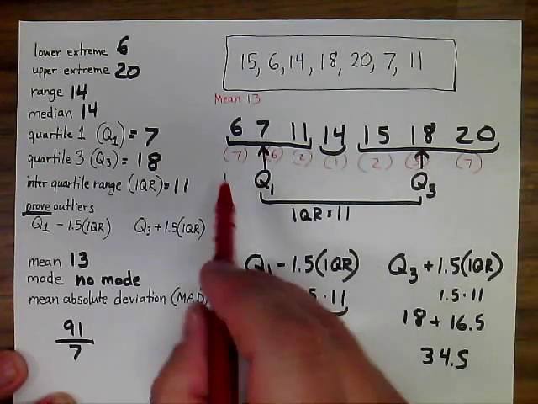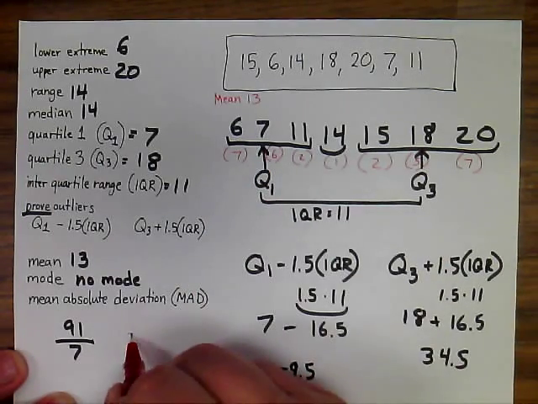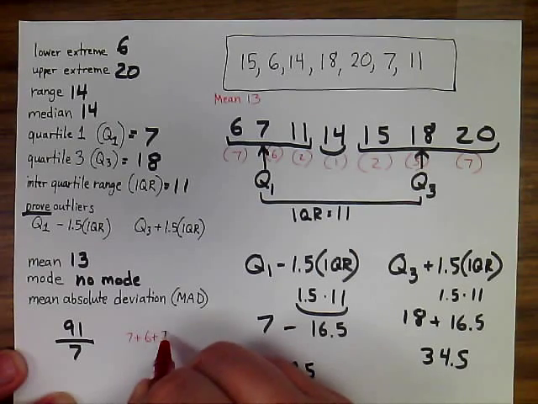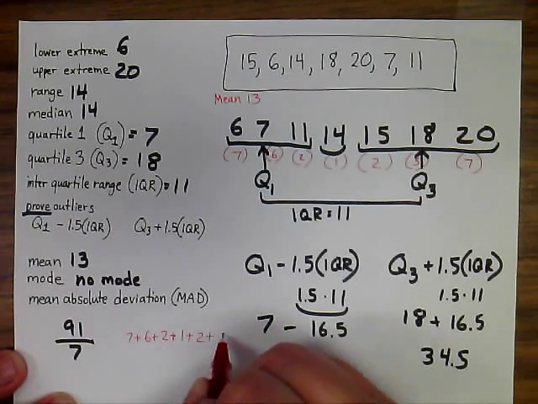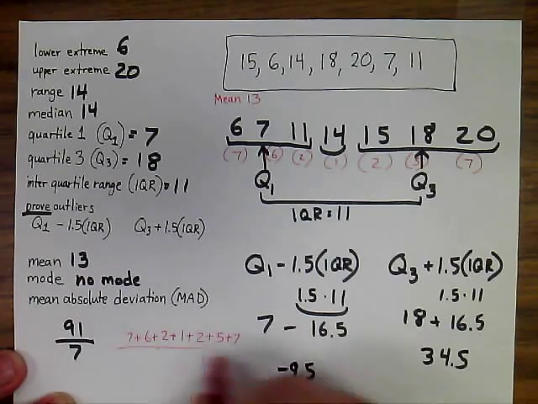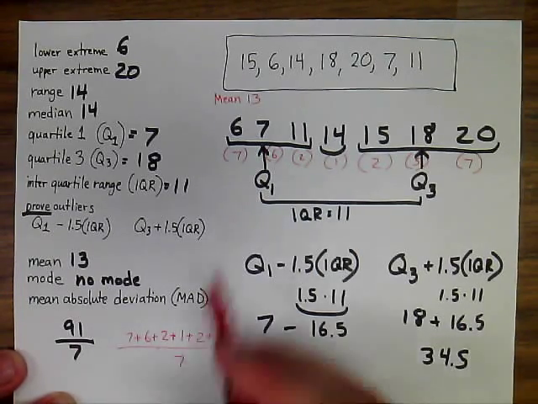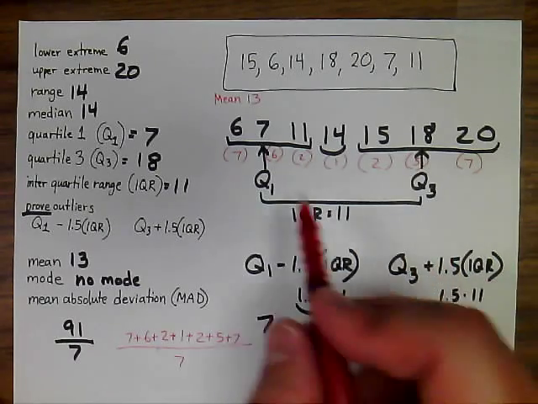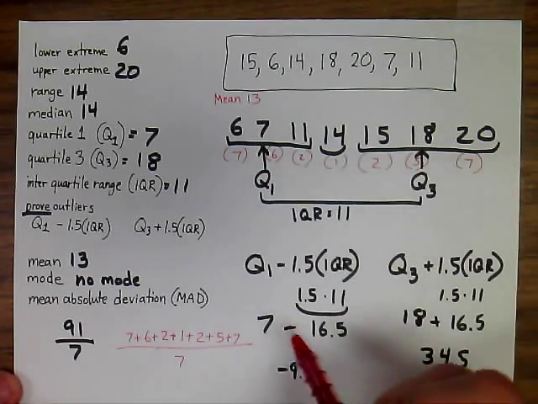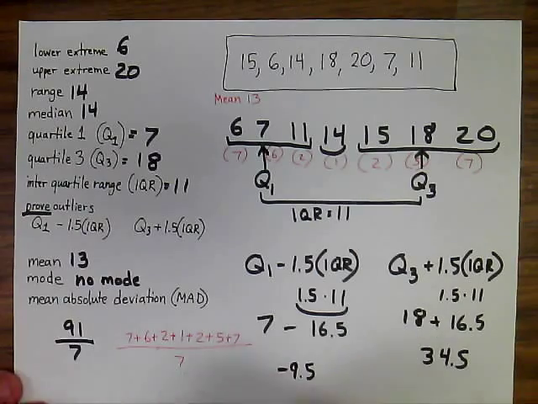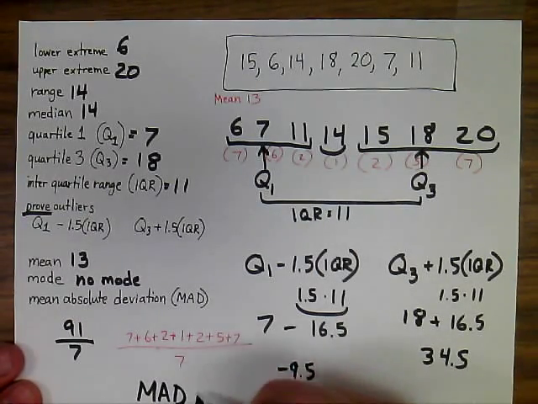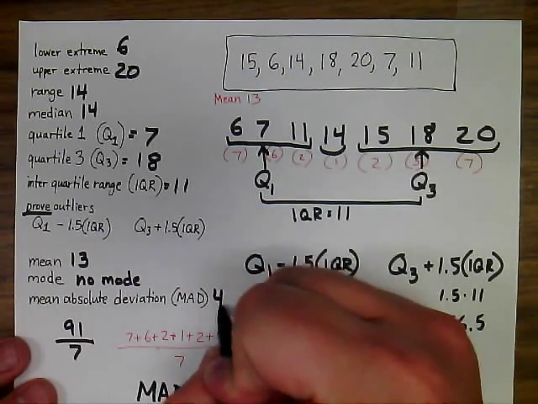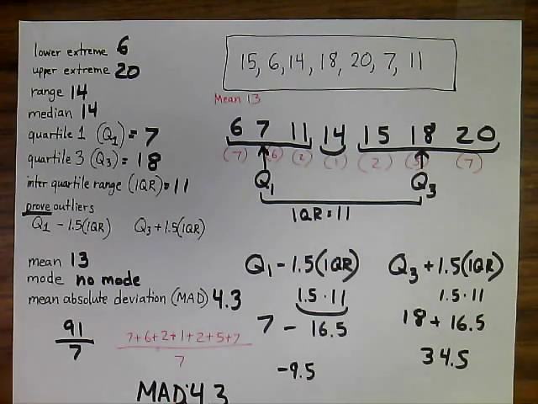So what I'm going to do is add up those terms. 7 plus 6 plus 2 plus 1 plus 2 plus 5 plus 7, and then divide that sum by 7 because there were 7 terms. When I add all that up and divide it by 7, I'm going to come up with a mean absolute deviation of 4.3. And so my MAD, or mean absolute deviation, is 4.3.